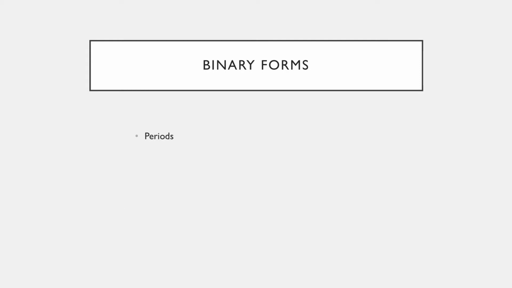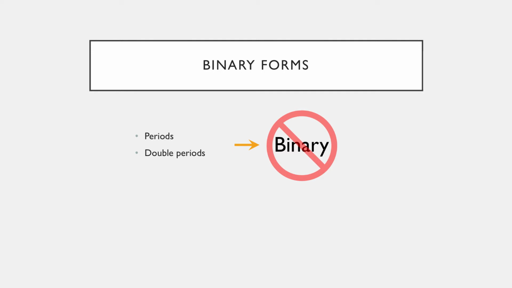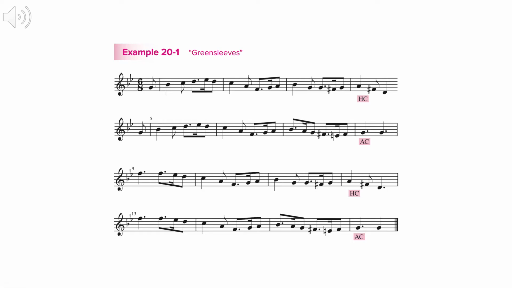There are also other structures which are in binary structure, for example, periods or double periods. Those structures consist of two equally important sections or phrases, for example, in a period, the antecedent phrase and the consequent phrase. This is binary, but we don't name them binaries because we have better terms for those structures, and those are periods, for example, or double periods or something else. Let's listen to this example.